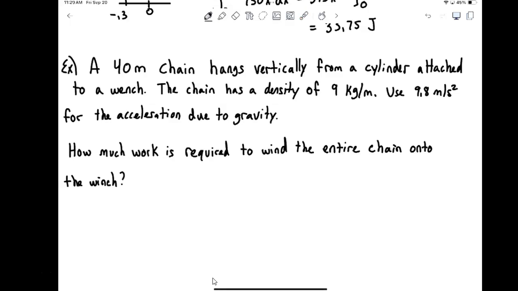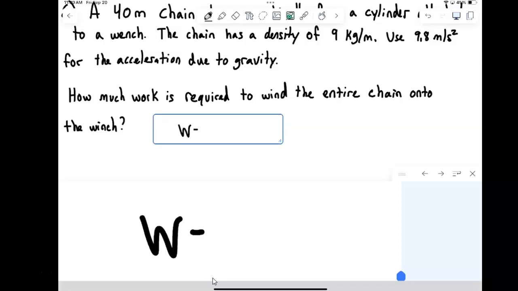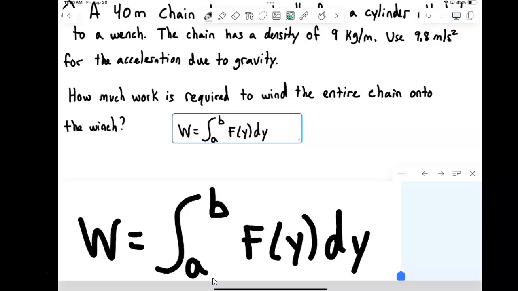So first of all, we know that work is equal to the integral from A to B, whatever lengths we're doing, of our force function that we're exerting. So this time, since we're doing it vertically, I'm going to call it f of y dy. So that's my work. But I need to figure out what my force function is.